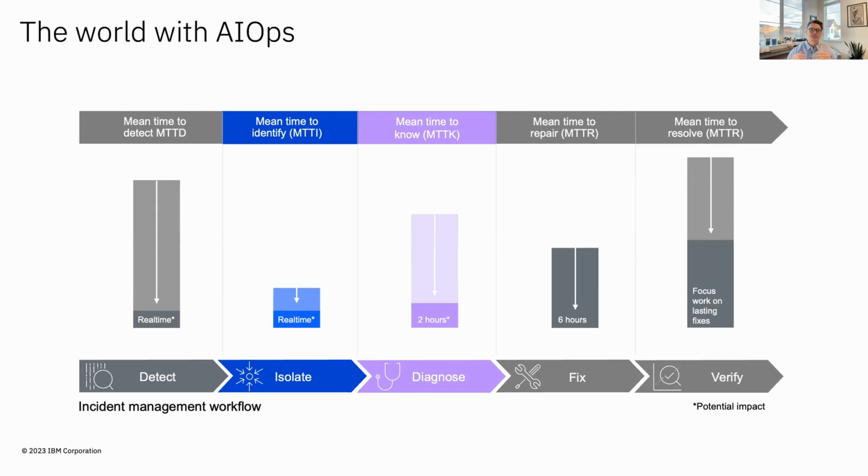And this is really focusing on reducing things like the mean time to identify from maybe our traditional reporting view to real time, and the mean time to know from kind of these piles of data to hours, when you have the ability to visualize, correlate, and contextualize your Z mainframe data in the same context as the entire enterprise.